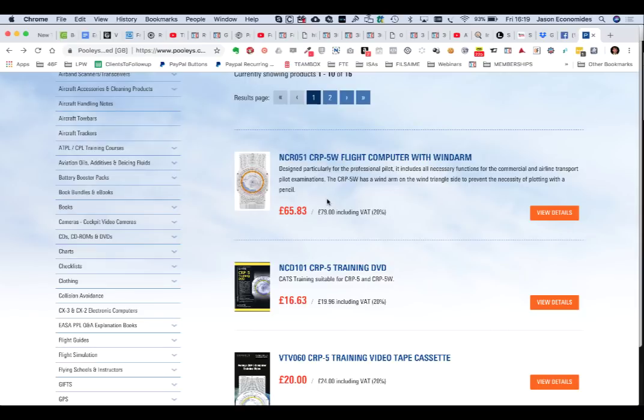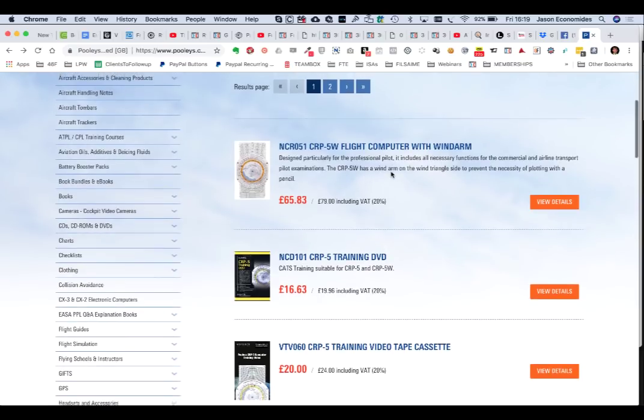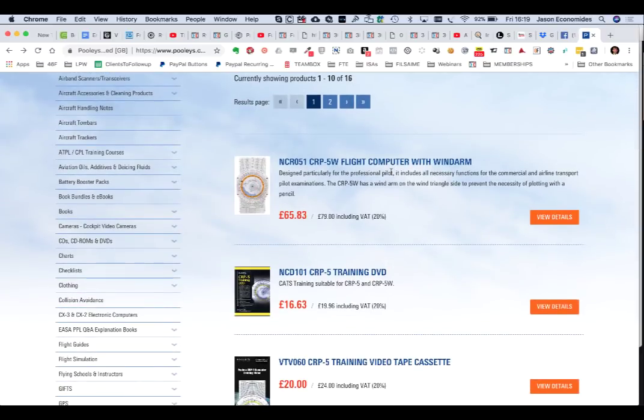I mean, why wouldn't you get this? It's going to save you so much time in the exams, and could save you money, because it could well save you 10 minutes. When I've been going head-to-head with people, showing them how quickly I can do the calculations on the CRP-5W, it takes them a minute and a half, sometimes a minute and three-quarters, and I'm doing it in, say, 30 seconds. You get 10 of those questions. That's between 10 and 15 minutes that you're saving, and that could cost you.